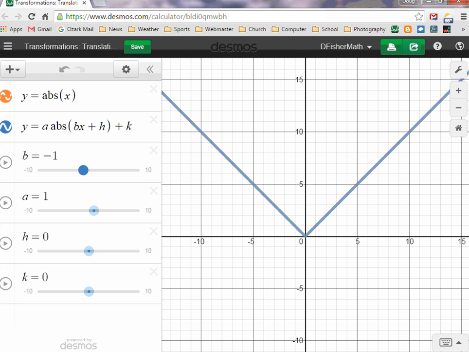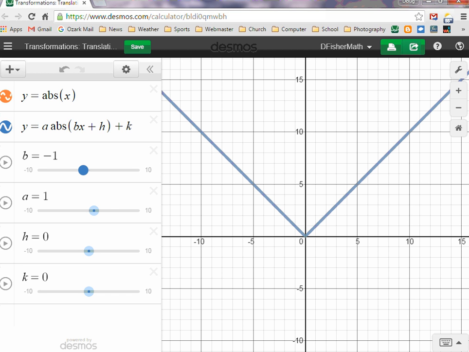When I put a number here, it's going to stretch and compress it horizontally, just like I stretched and compressed vertically. And it's going to be backwards. Remember, if I add an H, it means I'm going left. Or if I subtract an H, it means I'm going right. If I get a number bigger than 1, we normally think that must make it bigger. It is opposite. It's going to make it smaller.